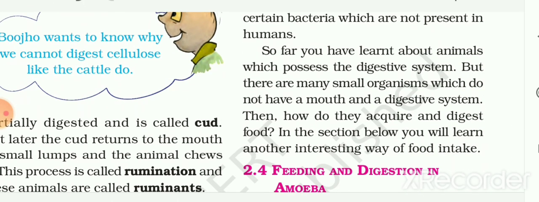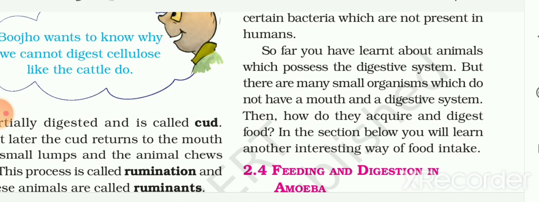So far you have learned about animals which possess a digestive system, but there are many small animals or organisms which do not have a mouth and a digestive system. Then how do they acquire and digest their food? In the next topic we will see how these animals take in and digest their food.